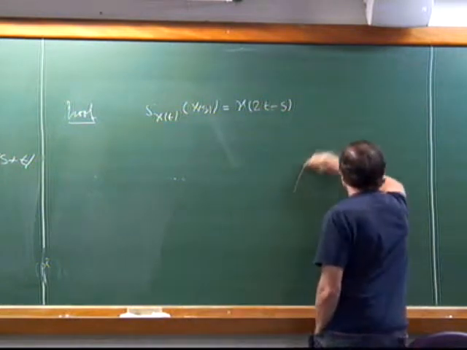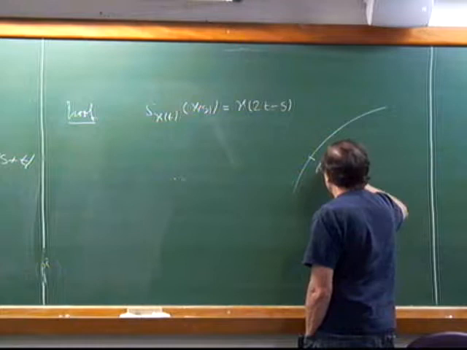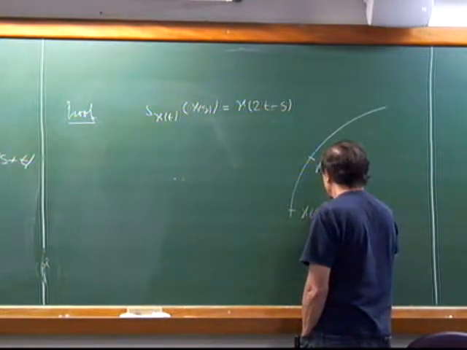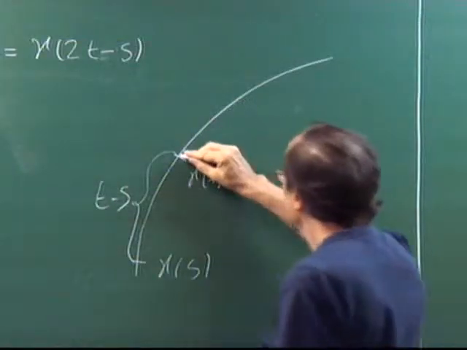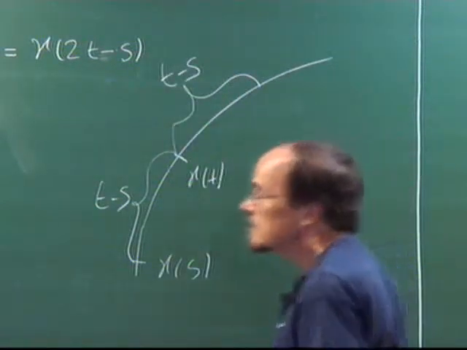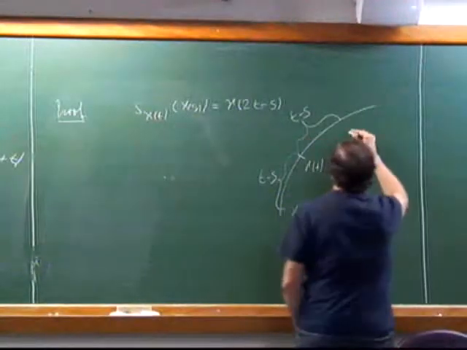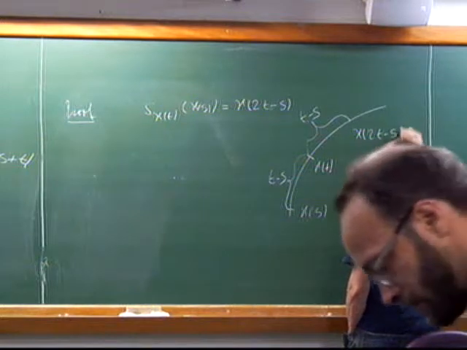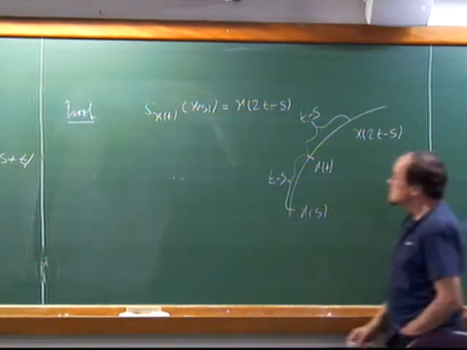So let's draw a picture. Here is gamma of t, here is gamma of s. The distance from here to here is t minus s. I reflect, so this distance is also t minus s. I just reflect along the geodesic for the symmetry, that's what we said. So this here would be gamma of t plus t minus s, which is 2t minus s. Okay, so that's what it says here. That's how it translates.